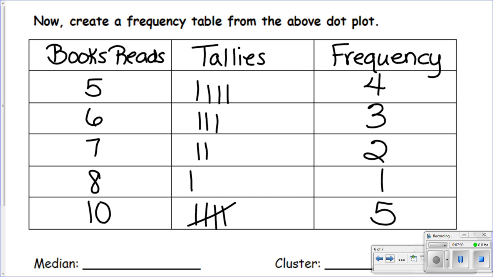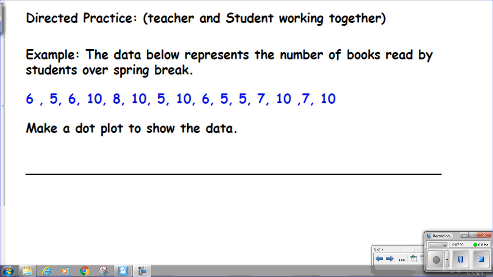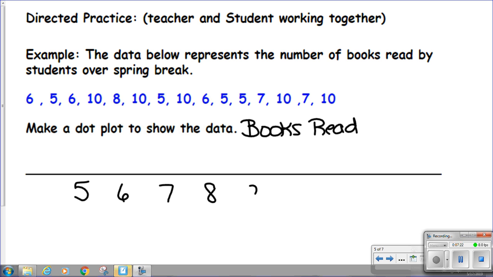Now from there, the frequency also tells me how many dots I'm going to need at each of those books read. I need a title, books read. I need my numbers along the bottom, 5, 6, 7, 8, 9, 10. This time I'm not going to skip 9 because there's no data there, which is going to show that there's actually a gap there. So at 5, I need 4 dots. At 6, 3. At 7, 2. At 8, 1. 9, nothing. And 10, I need 5.